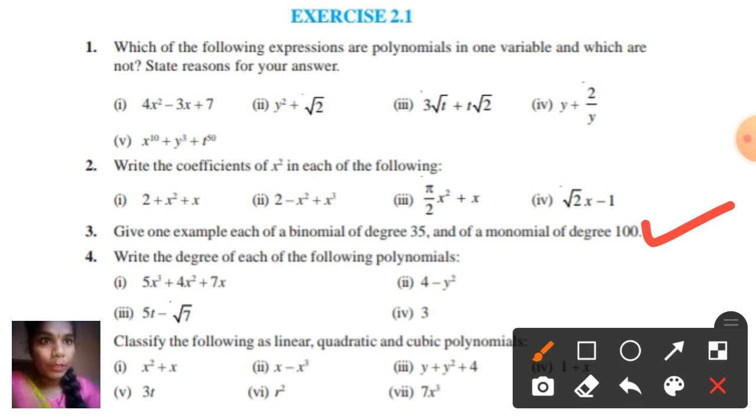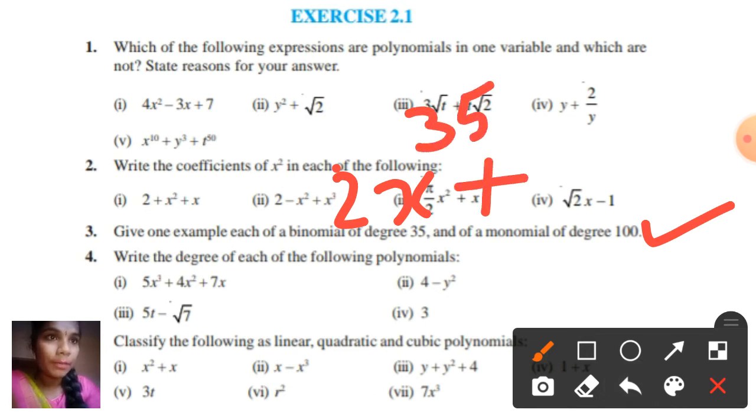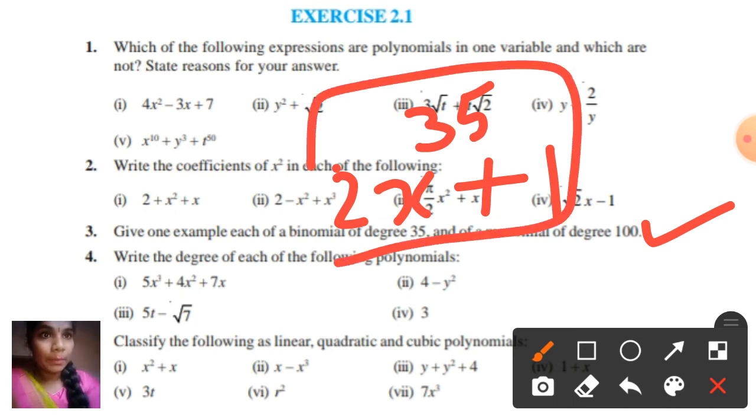For the binomial of degree 35 they are asking, I'll simply take here 2x square plus 1. This is one example for a binomial, but they're asking us to raise the power to 35. So I'll raise the power of x as 35 plus 1. That's it. If you want, instead of x, you can take another variable as well, like t or z. Okay, this is the example for a binomial with degree 35.